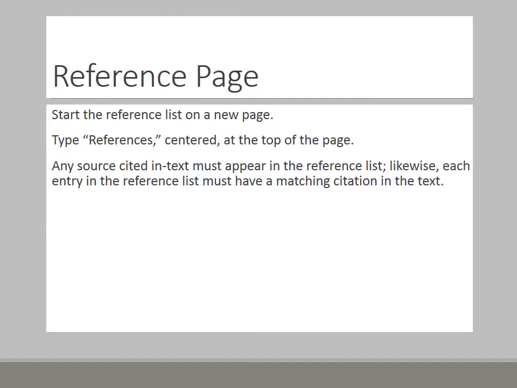The final part of the paper you must create is your reference page. You must start the reference page list at a new page. You type references in the center of the page, not works cited, not bibliography, it's references. It is not in bold type. It's just plain references. Any source that is cited within the text must appear in the reference list. Likewise, each reference entry in the reference list must have an in-text citation somewhere in the text.